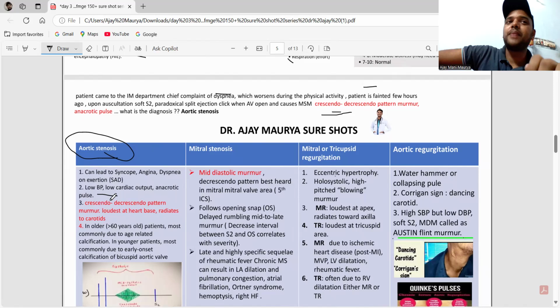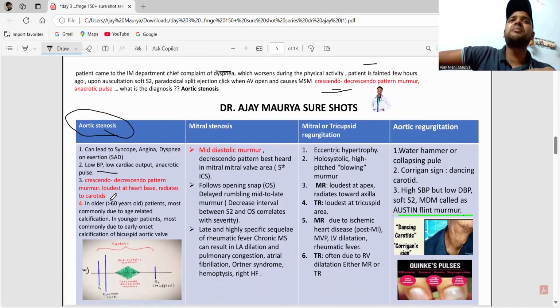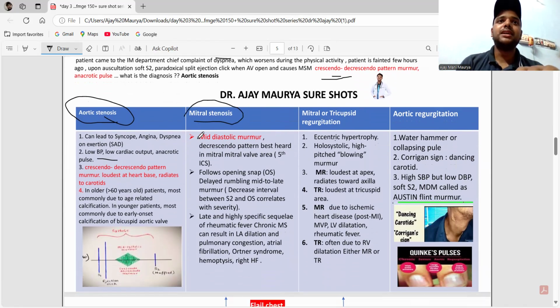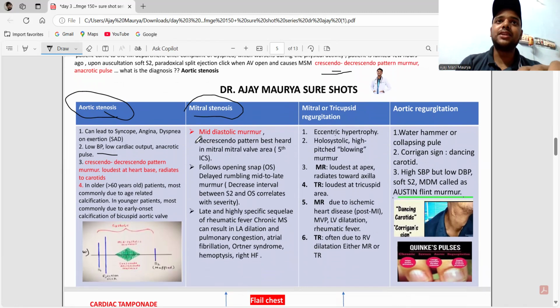This is the crescendo-decrescendo pattern murmur. Remember this word: crescendo, aortic stenosis. Okay? Next one is mitral stenosis. See, mitral stenosis, guys. We'll see the decrescendo pattern murmur, best heard at the mitral area.